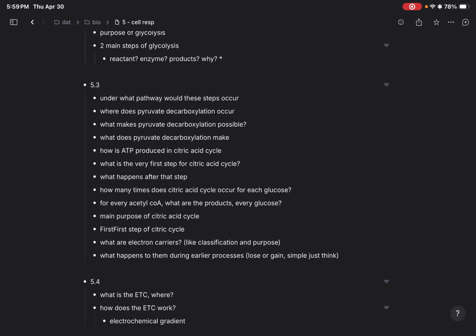Yes, okay. What makes pyruvate decarboxylation possible? I believe it's just the coenzyme A. What does pyruvate decarboxylation make? It makes acetyl-CoA. How is ATP produced in a citric acid cycle? It uses substrate level phosphorylation.